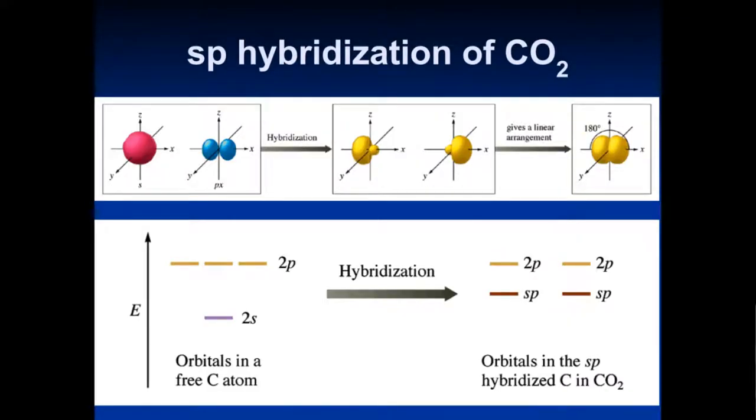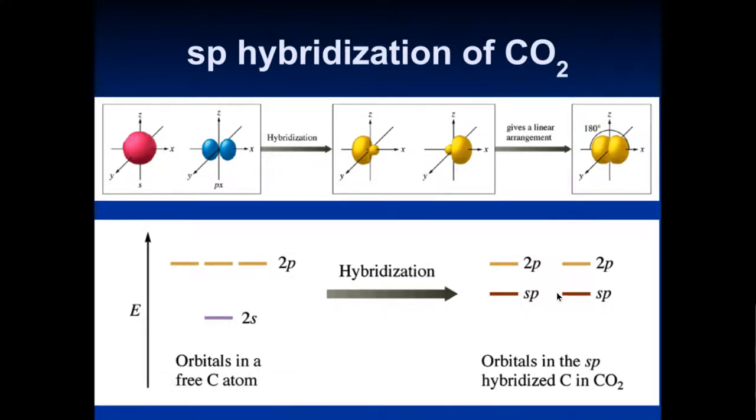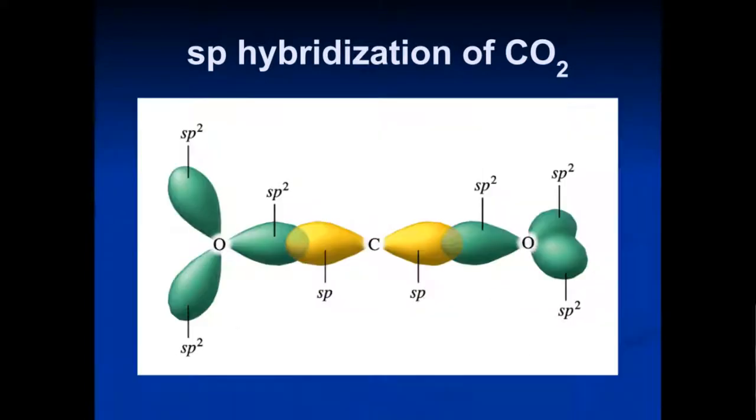So this is what that looks like. Okay, get a linear arrangement. And here you can see the hybridization. We only mixed the s and 1 of the p orbitals to get our 2 sp orbitals. The other 2 p orbitals haven't been touched. So what do you think they're doing?